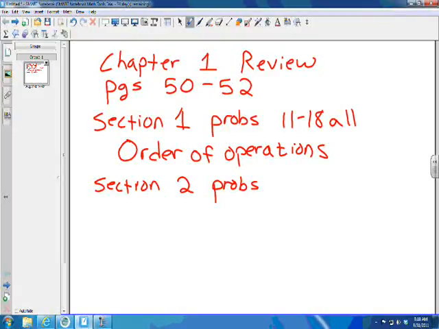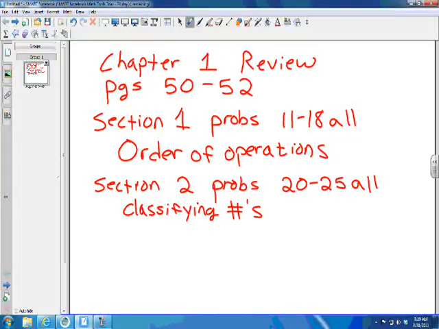Section 1.2. We will do problems 20 through 25. There will be some of those first 3 problems on the test. Maybe 1, maybe 2, maybe 3, but there will be some of those problems. You've got to know what each one of those letters represents and how to know whether that number fits in that category or not. So classifying numbers will be on there.